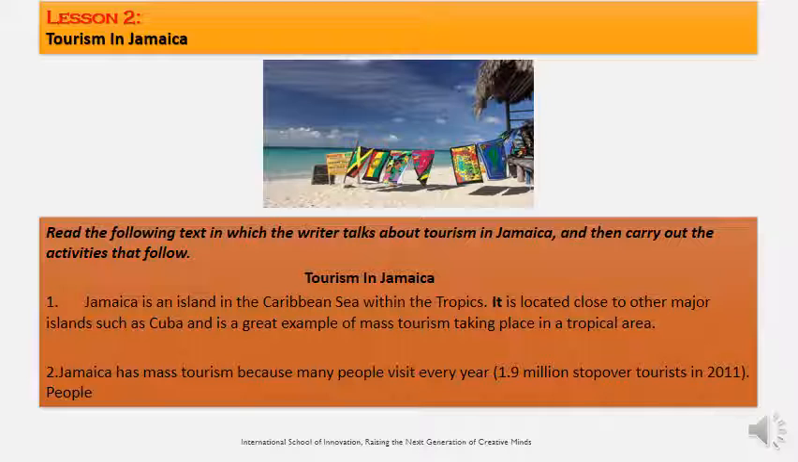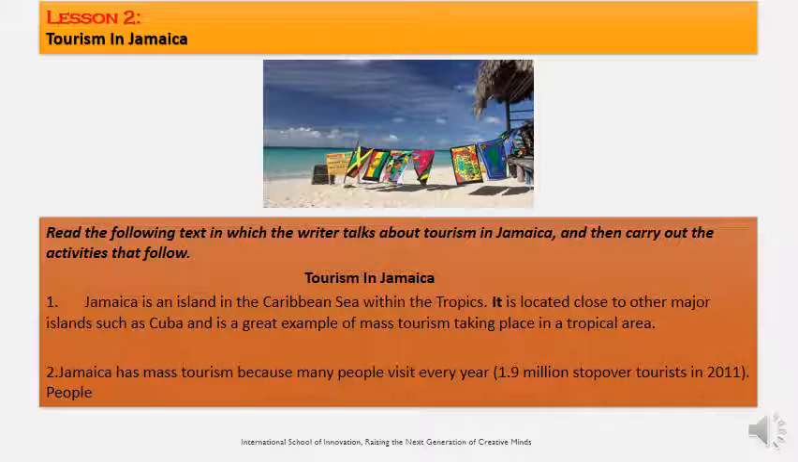So Jamaica is an island. Jamaica is an island in the Caribbean Sea within the tropics. It is located close to other major islands such as Cuba and is a great example of mass tourism taking place in a tropical area. So people visit Jamaica due to its tropical weather, to the beach, and so on.